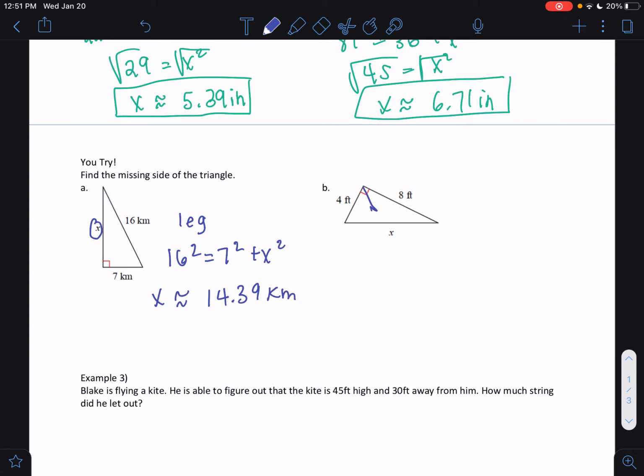On our next one, we are finding the hypotenuse. So your equation should look like this. And you should get that x is approximately 8.94 feet.